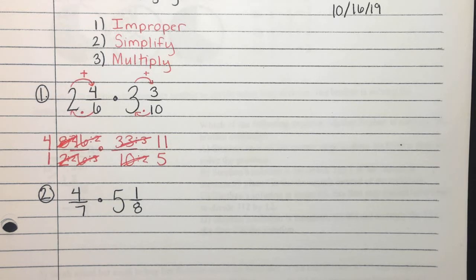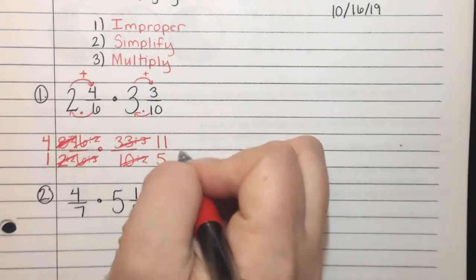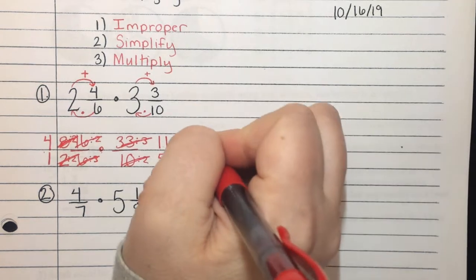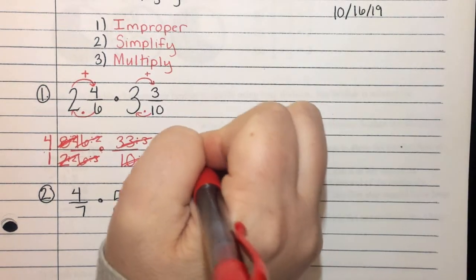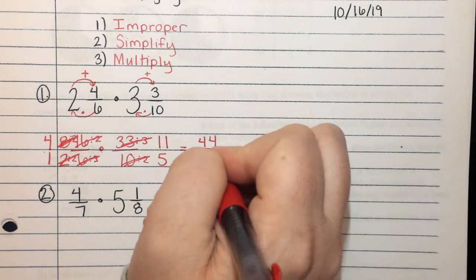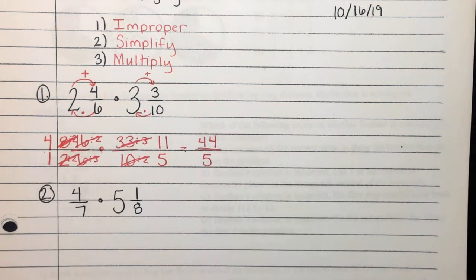Nothing. That is it. So on the top, I'm left with 4 times 11, which gives me 44. On the bottom, 1 times 5, 5. All right. Is that a good way to leave my answer? No. It is simplified, but we do have to change it.